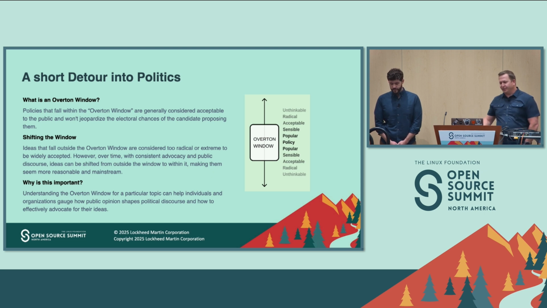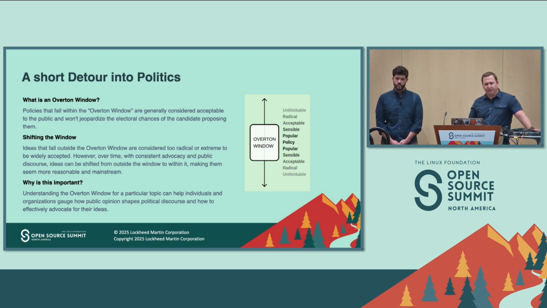So a little short detour into some politics here. I know it's an exciting topic, but the Overton window, how many have heard of the Overton window? Okay, so for those that are not familiar, it's really how politicians sometimes determine what's acceptable within their electorate. They don't want to jeopardize their chances of getting elected by siding with some policy that's considered not good or not acceptable with their electorate.